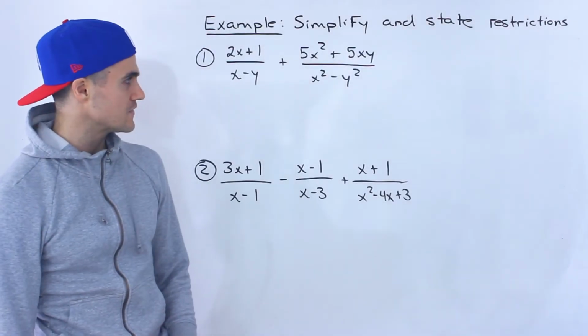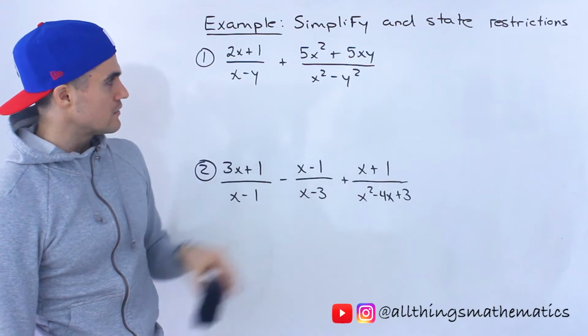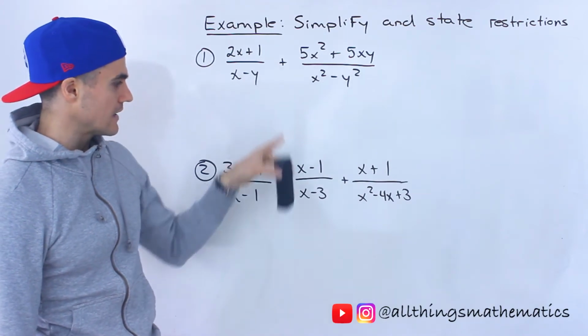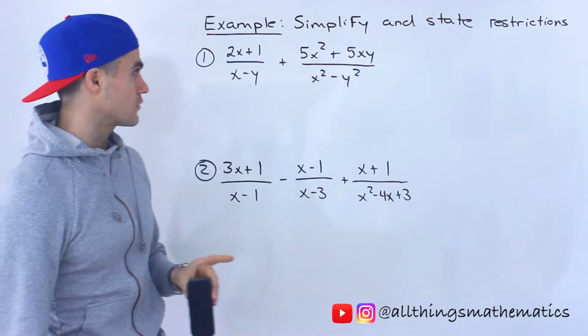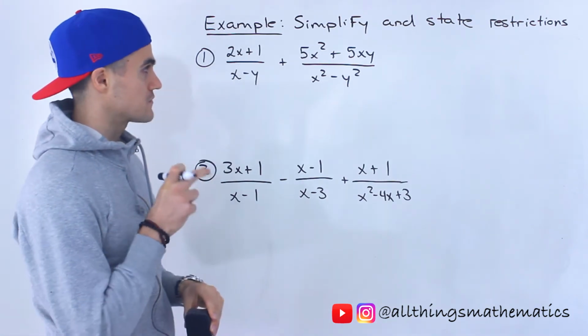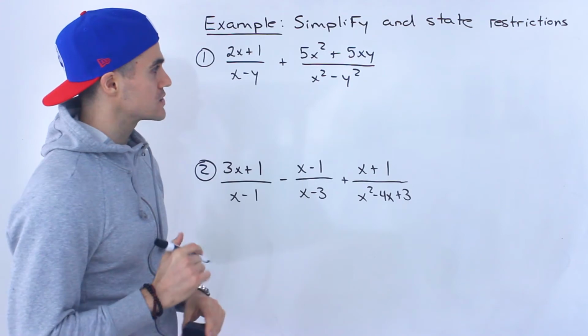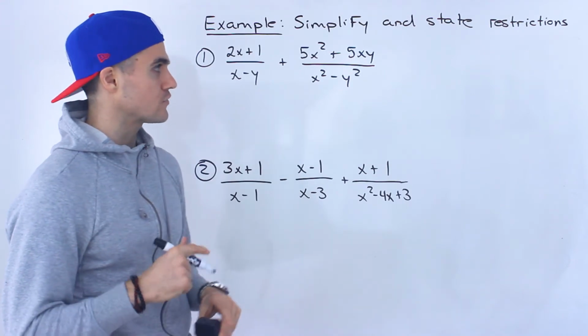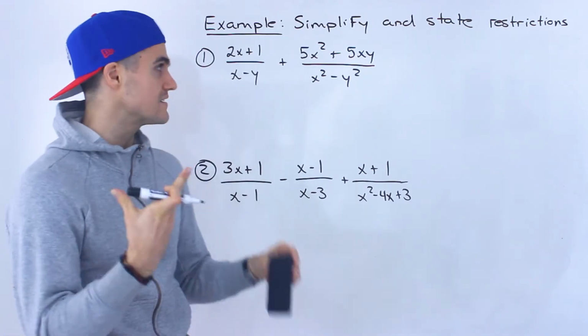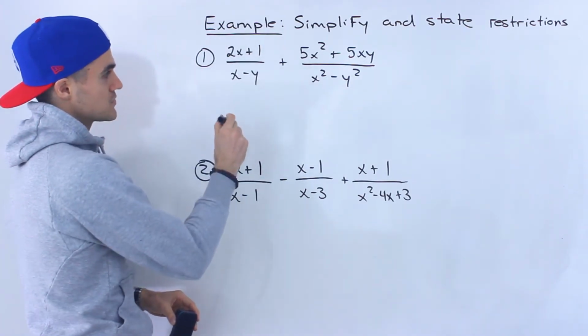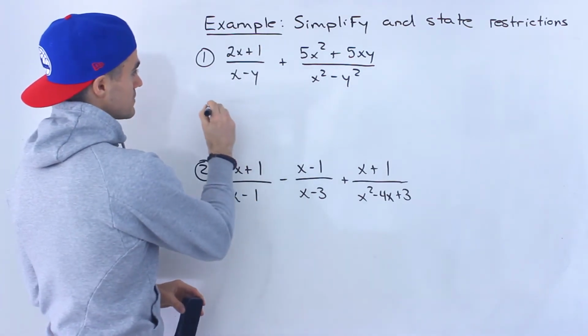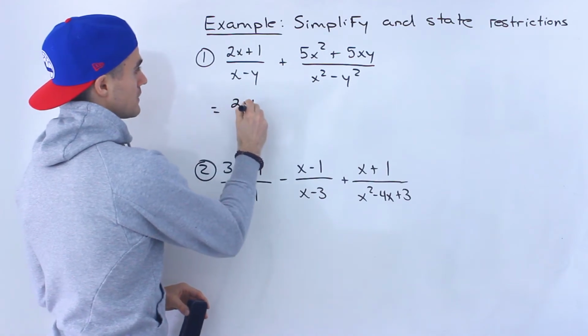And in this next video, we got to simplify these rational expressions that are adding and subtracting. So starting with number one, we got 2x plus 1 over x minus y plus 5x squared plus 5xy over x squared minus y squared. So first step, you want to factor. See if anything factors. Notice here, 2x plus 1, x minus y. Those don't factor, so let me just rewrite that here.